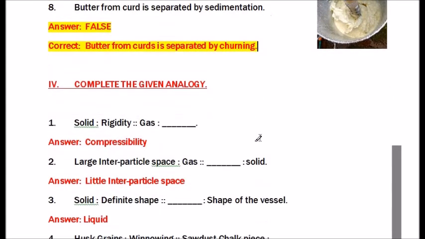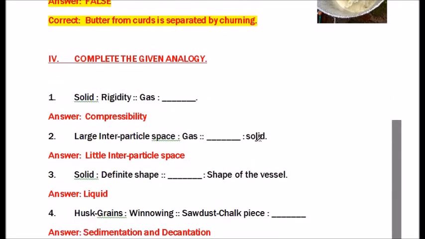Roman number 4. Complete the given analogy. Question number 1. Solid is to rigidity as gas is to dash. Answer is compressibility. C-O-M-P-R-E-S-S-I-B-I-L-I-T-Y. Compressibility.